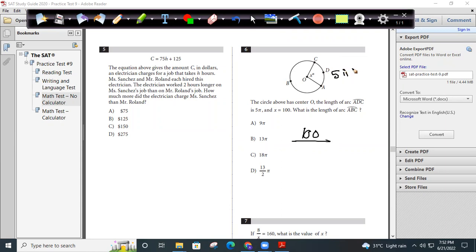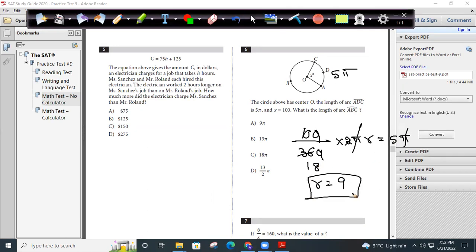So Mayuka says, sir, I know the length of arc formula. This length is 5 pi. So I know x is 100. 100 by 360 into 2 pi r is 5 pi. So I use this formula, and this is 18, so r is 9. Okay, I found the radius. Very good.